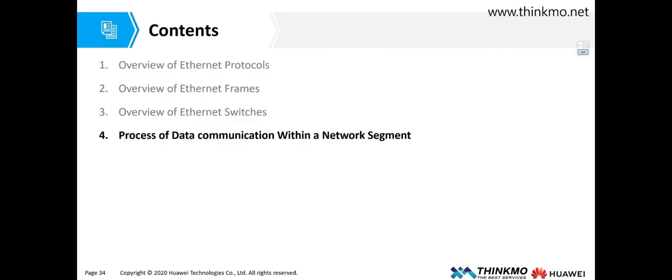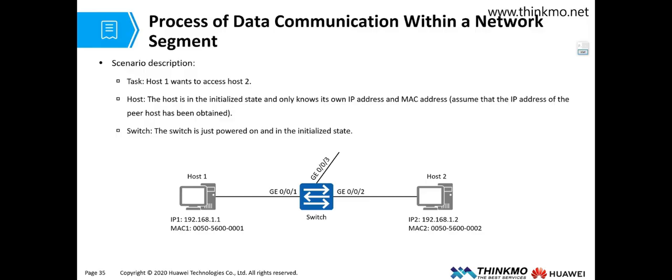Hello everyone, today we're going to talk about how data communicates within a network segment and what the communication process looks like. So, if we look at the diagram here, we have two computers and a switch. If our requirement is for host 1 to access host 2, the host is in an initial state. That is to say, I only know my own IP and MAC address. In this case, let's assume it already knows the other party's IP address. And our switch here has just been powered on, meaning it is in an initial state.